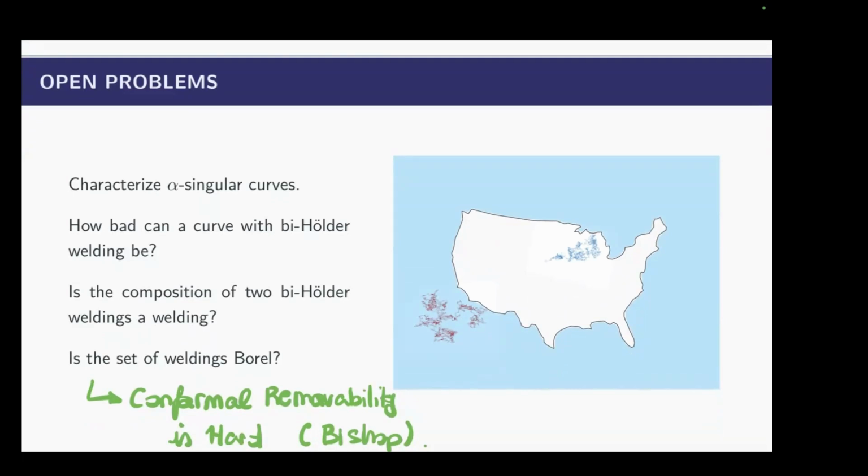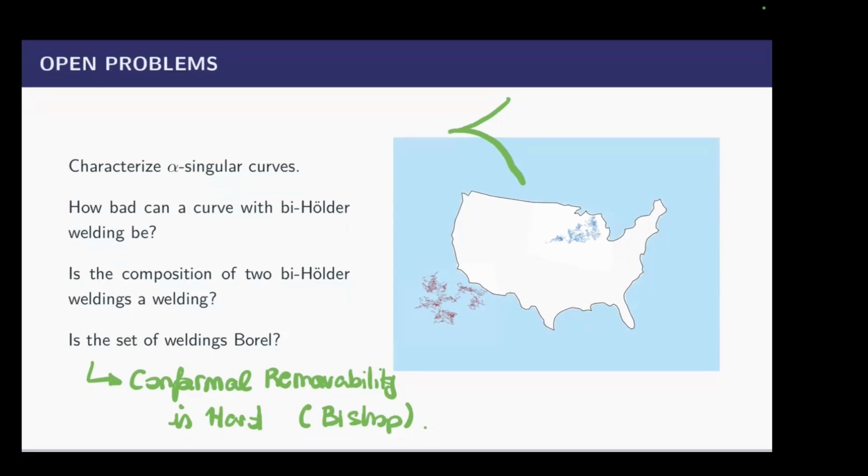So if you allow cusps, then we don't know a nice characterization of the weldings that arise, in the same way that we know that for quasi-circles they need to be quasi-symmetric maps. So yeah, there is a lot of work to be done. That's one of the takeaways of this story.